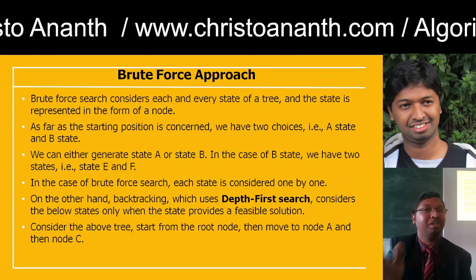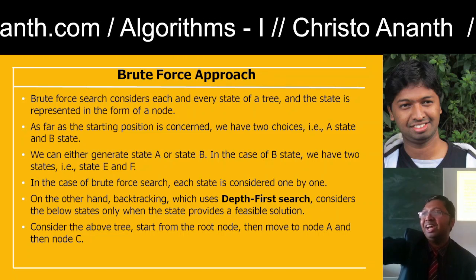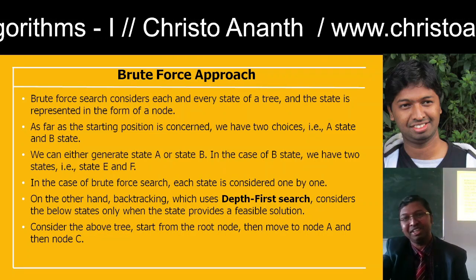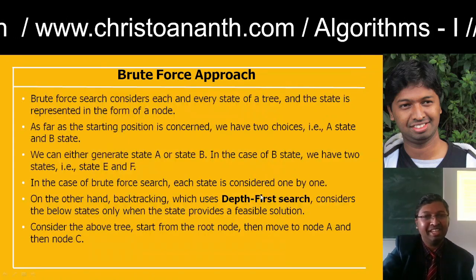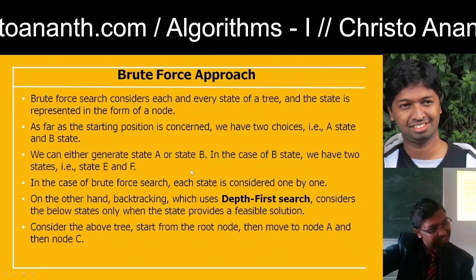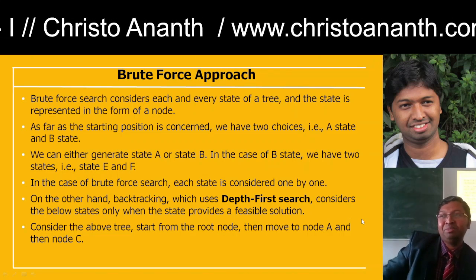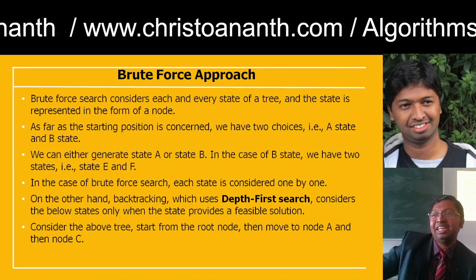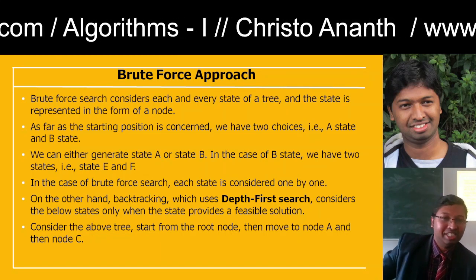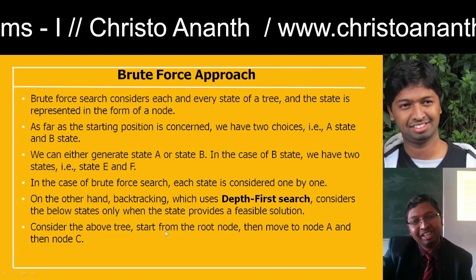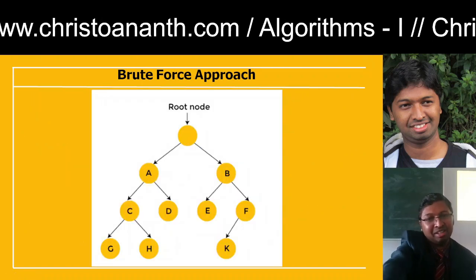So this is what is explained here. From the starting position we have choices A and B. Then it can go either with state A or state B. In the case of state B, we have E and then F. Every state is considered step by step, one by one. So that is the depth first search. The depth first search is nothing but going, backtracking, going to the previous one where there is no desired solution. Once again it considers the below states, then goes for the feasible solution, then starts from the root node, then goes to B, then E and F.